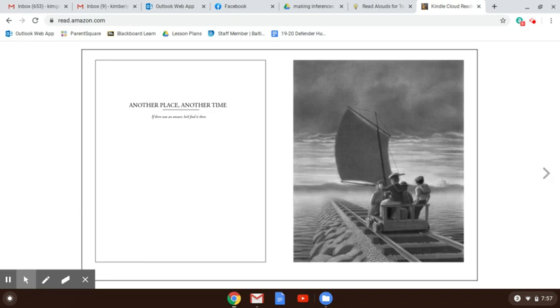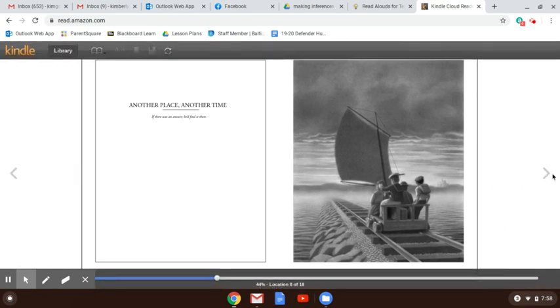Another place, another time. If there was an answer, he'd find it there. Remember to pause the video if you need time to finish your inference. What is going on in this illustration? What's the story behind it?